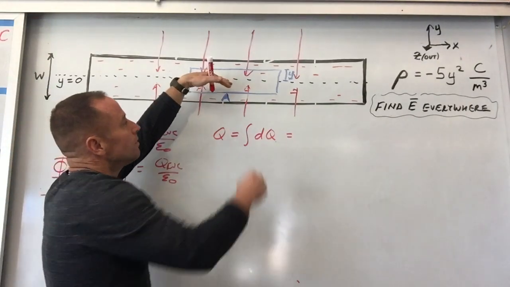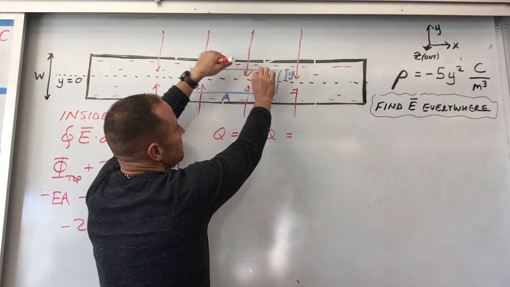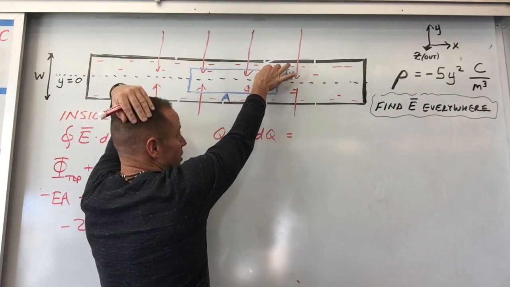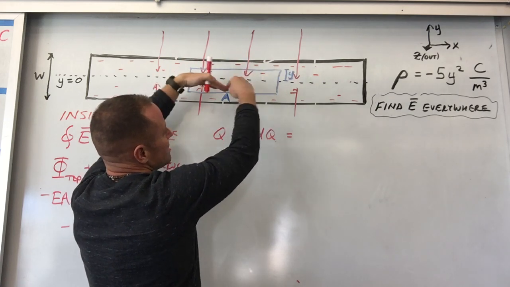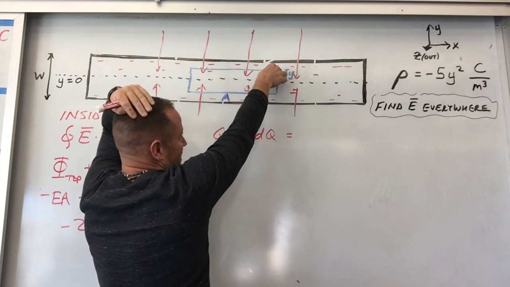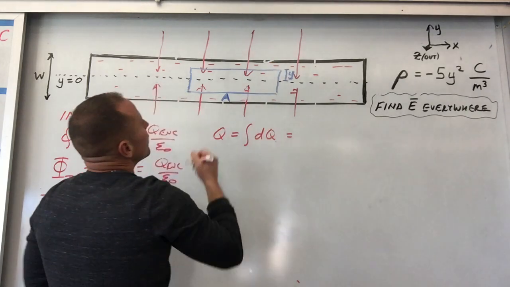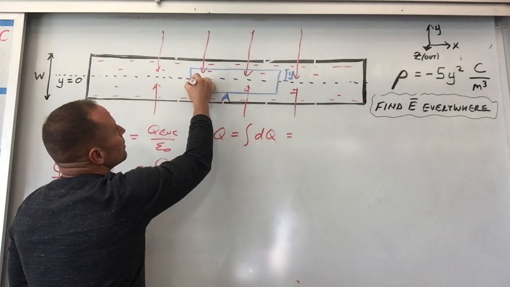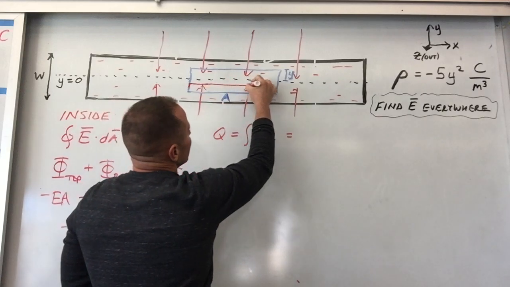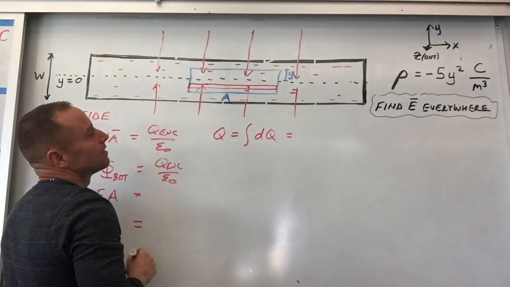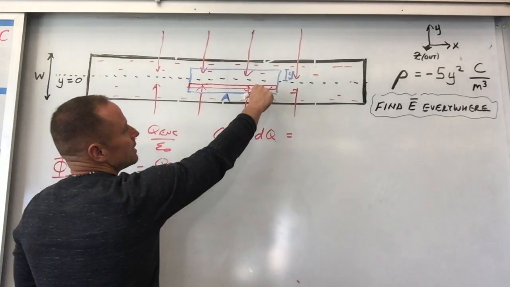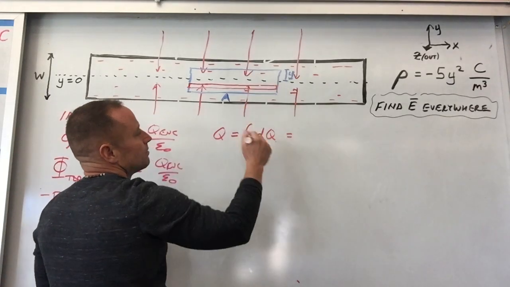You could do dx, dy, dz for a little volume of charge. But an easy way to do it is, instead of choosing a teeny tiny volume element, to choose a little volume element that looks like this. It'd basically be a really thin rectangular slab.